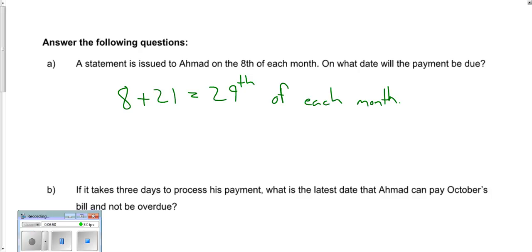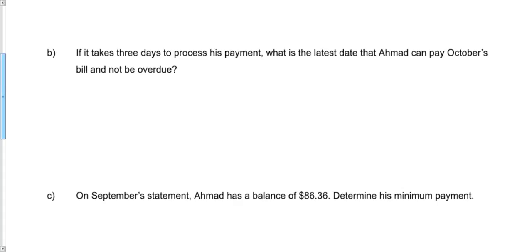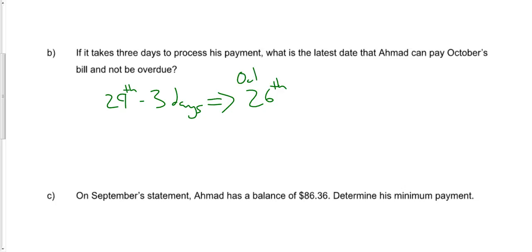So let's take a look at section B here. If it takes 3 days to process his payment, what is the latest date that Ahmed can pay October's bill and not be overdue? Okay, so if it takes 3 days for the company to receive the payment, that means that he has to pay off October's bill by the 29th minus 3 days to process the payment. Okay, and so that would mean that he'd have to pay off everything by October the 26th. Okay, so 29 minus 3 means October 26th is the day that he'd have to pay everything off.